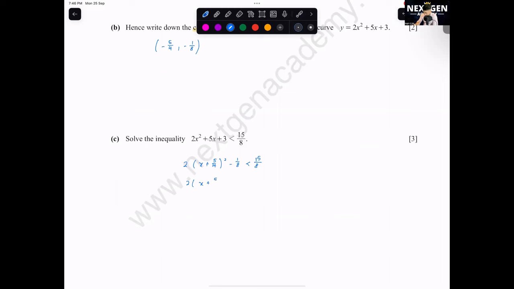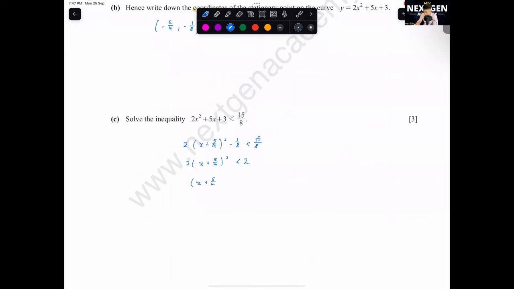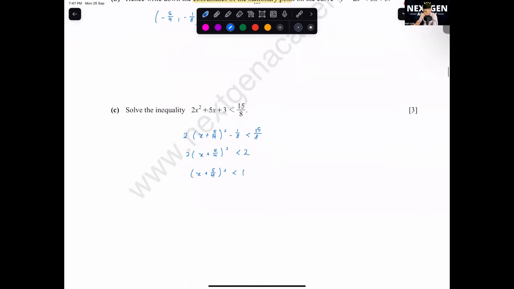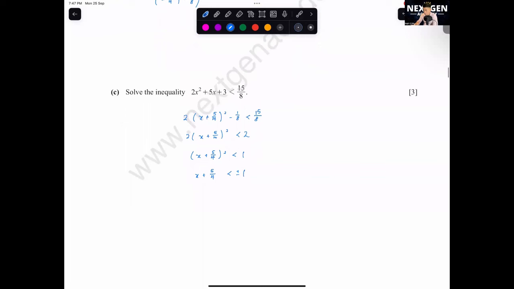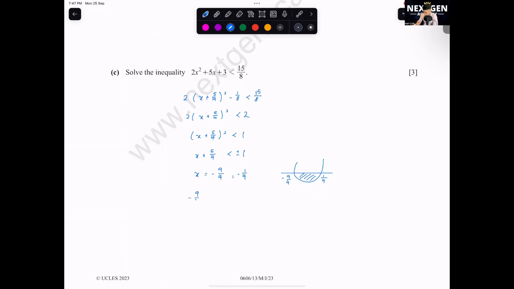2 bracket x plus 5 over 4 square less than 2. x plus 5 over 4 square less than 1. Then x plus 5 over 4 plus minus 1. You just find your roots first. That is x is negative 9 over 4 and negative 1 over 4. Since this is a quadratic inequality, you take the bottom part. So you get in between negative 9 over 4 to 1 over 4. Next one.